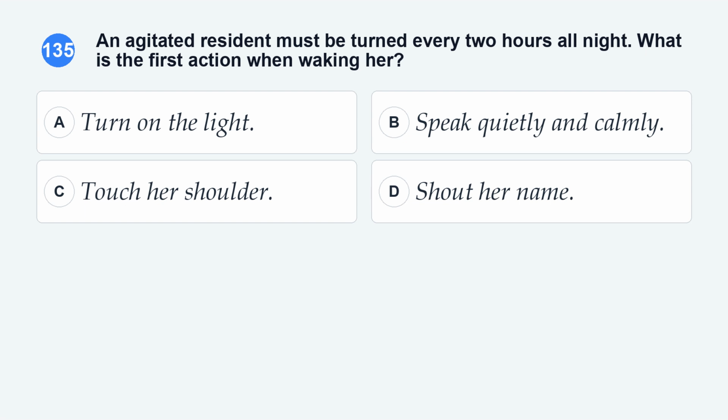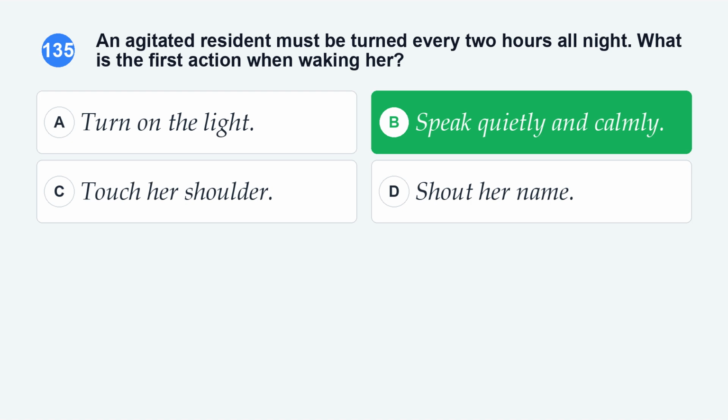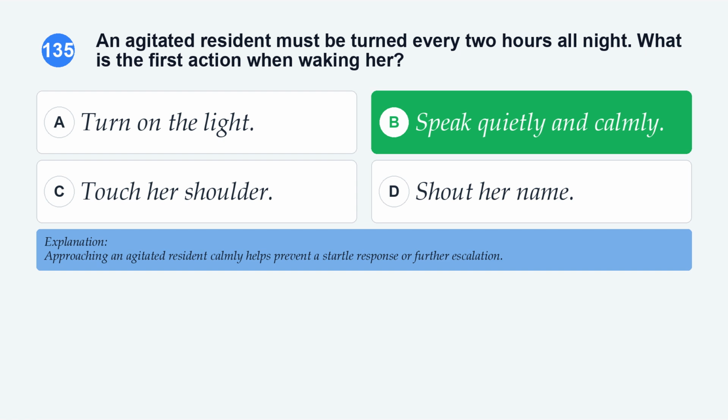Option A. Turn on the light. Option B. Speak quietly and calmly. Option C. Touch her shoulder. Option D. Shout her name. The correct answer is option B. Speak quietly and calmly. Explanation. Approaching an agitated resident calmly helps prevent a startled response or further escalation.